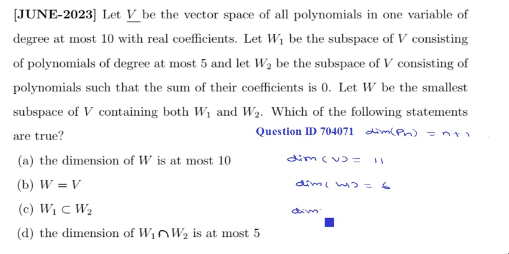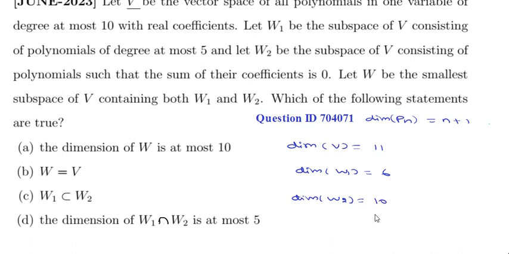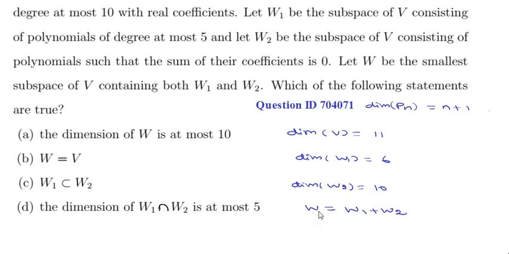Next we will write dimension of W2. It's a set of all polynomials such that the sum of their coefficients is 0. Therefore, the dimension of W2 is 1 less than the dimension of P, that is 10, because we have one condition imposed. W is the smallest subspace consisting of both W1 and W2. Therefore, W equals W1 plus W2. So this is the smallest subspace of V containing both W1 and W2.